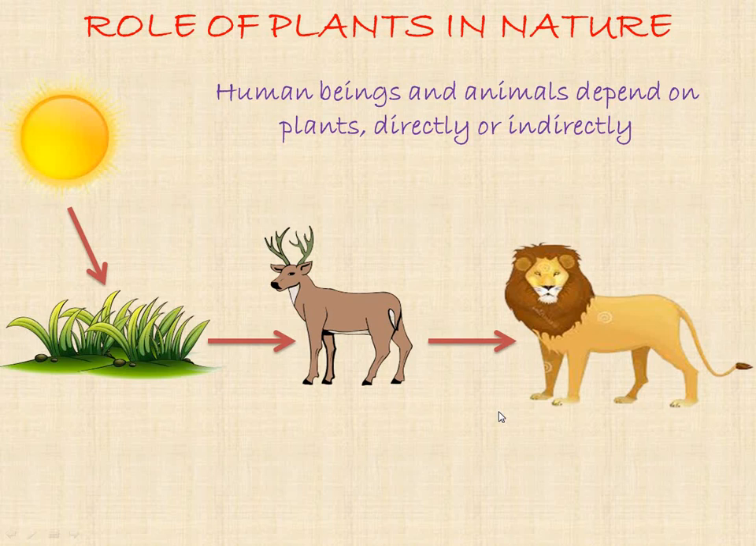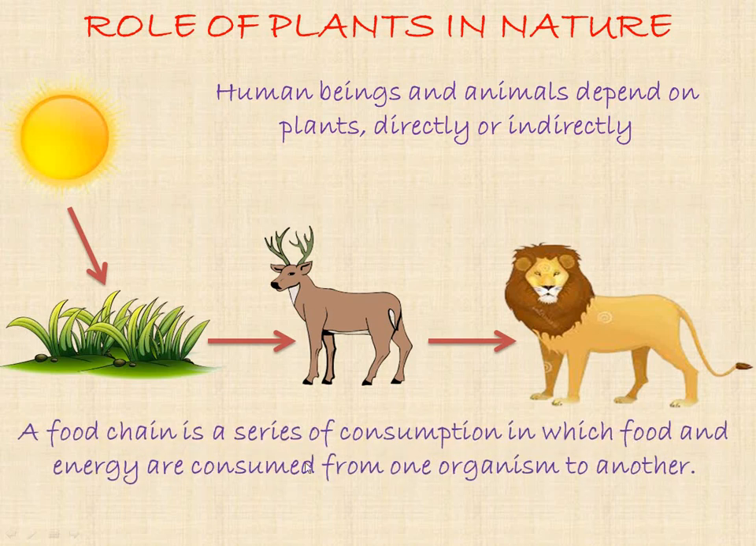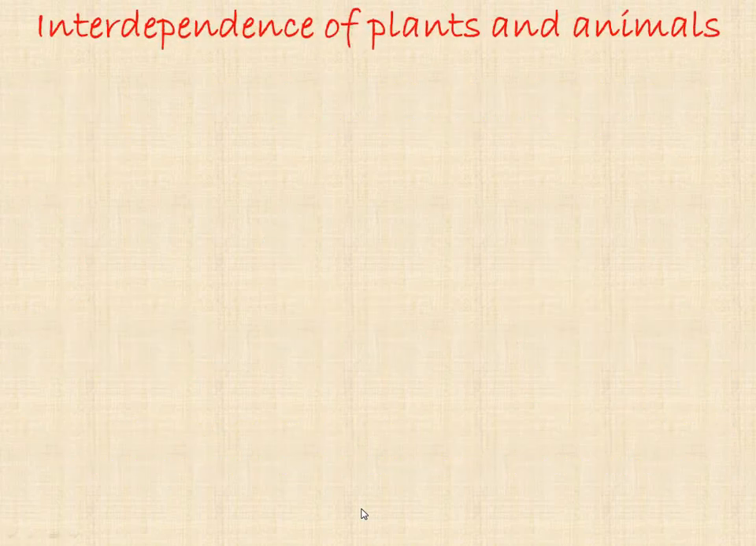So what is a food chain? A food chain is a series of consumption in which food and energy are consumed from one organism to another. Interdependence of plants and animals. How?